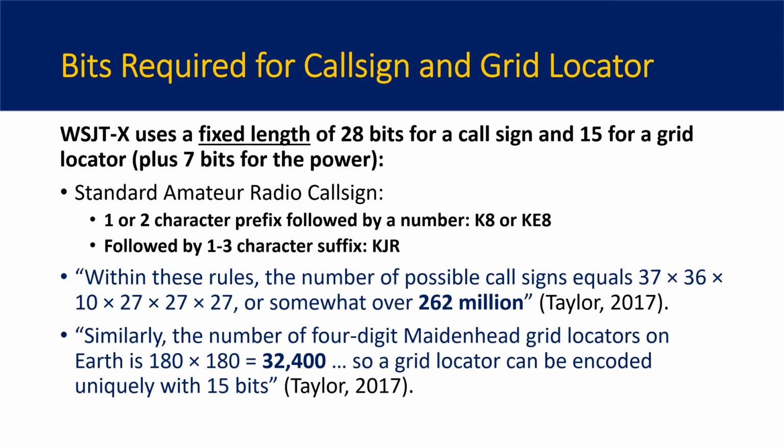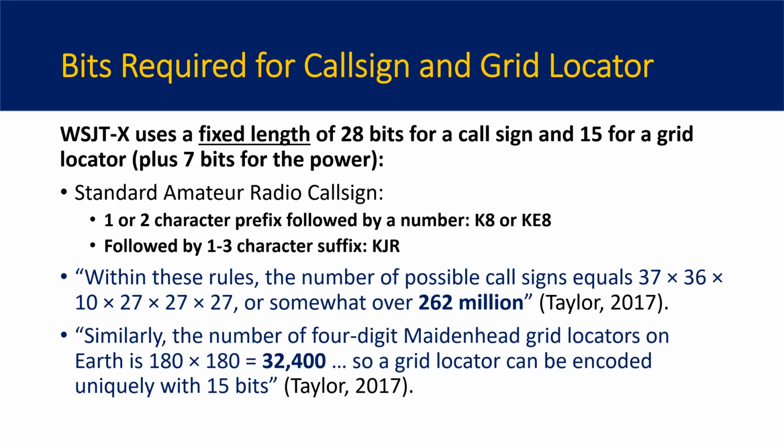So if you think about this, what's really remarkable is you look at the combinations and permutations of what's possible in that 50-bit message. If we take the 28 bits for a call sign and 15 bits for a grid locator, if we consider a 1 or 2 character prefix for every standard amateur call sign, followed by a number, followed by 1 to 3 characters in the suffix, with those simple rules, we're looking at a possibility of 262 million possible call signs that the software has to account for on the receiving end.